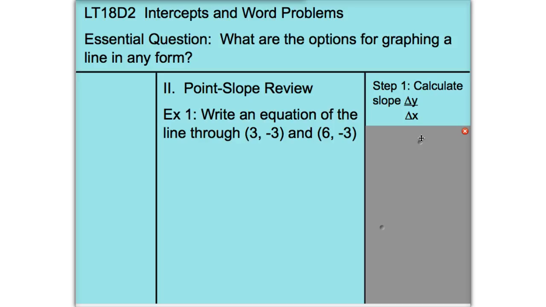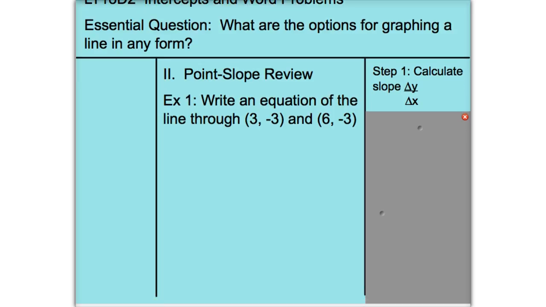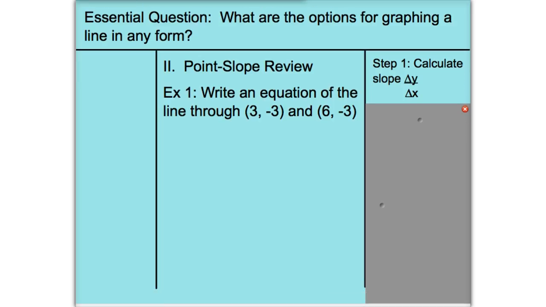the slope. So we're going to start by calculating that change in y over change in x. What did I do from my -3 to get -3? Well, I added 0, so that's the numerator of my slope. What did I do to my 3 to make it a 6? My change in x, I added 3, so that's the denominator of my slope. 0 divided by 3 is 0, so this time I have a slope of 0.